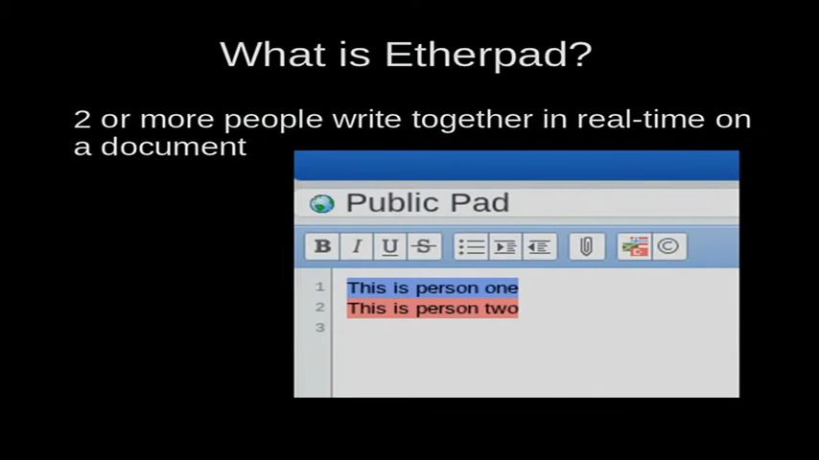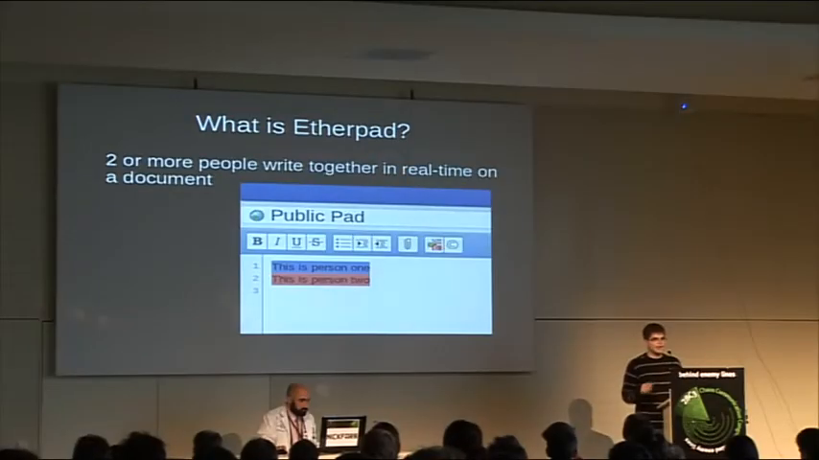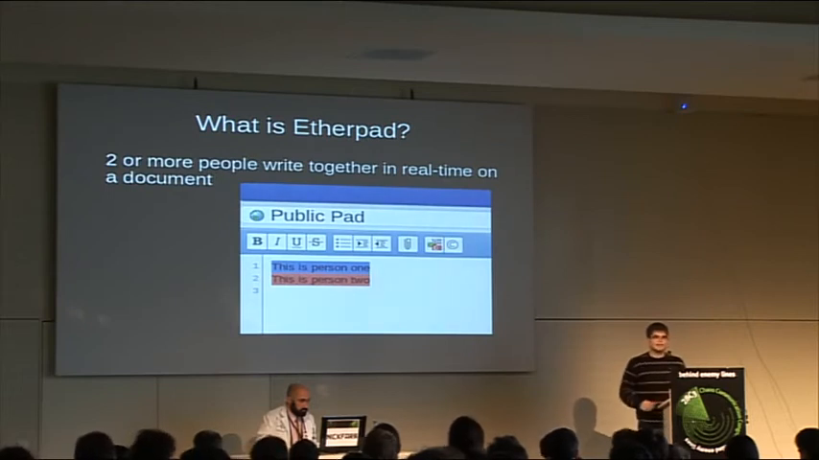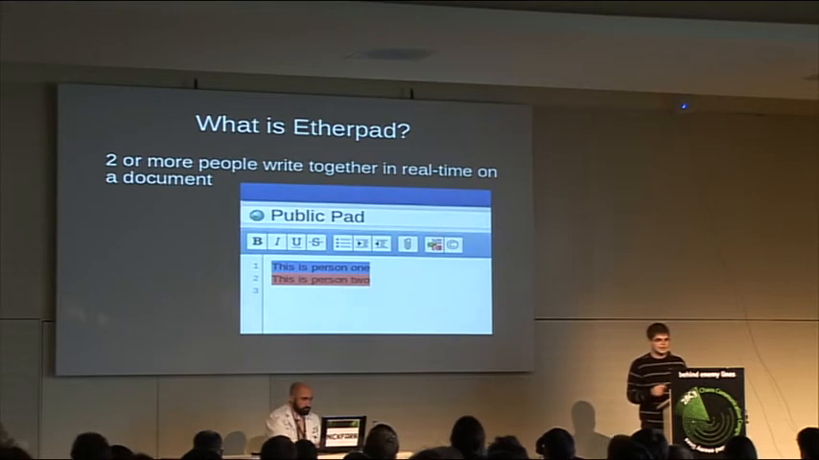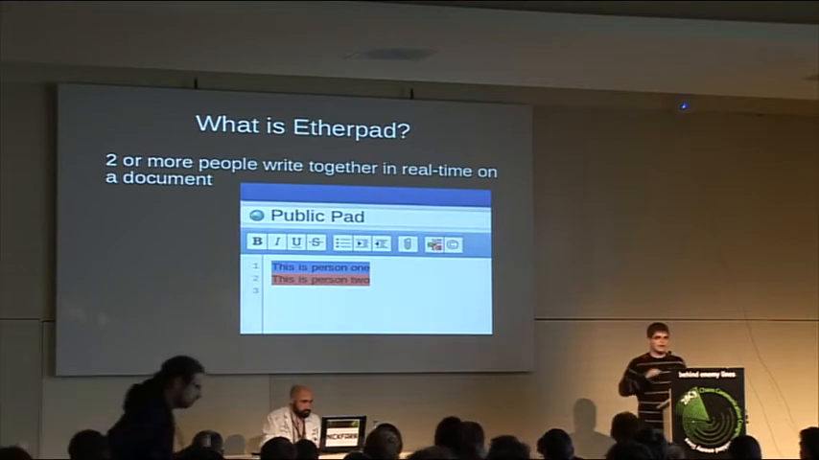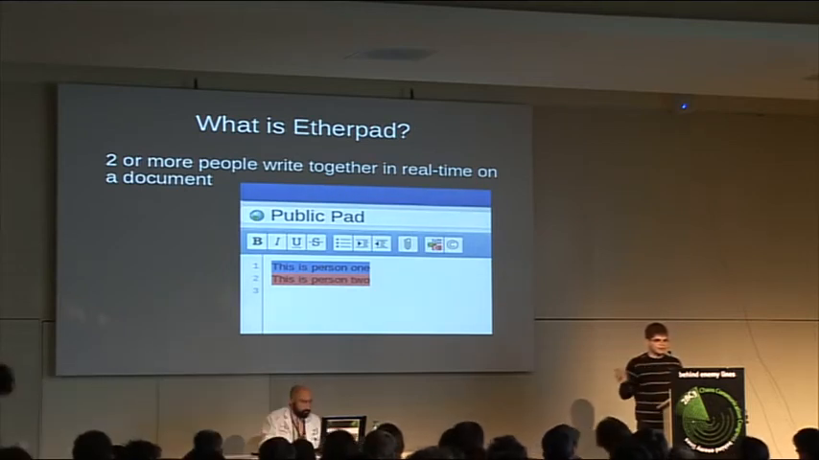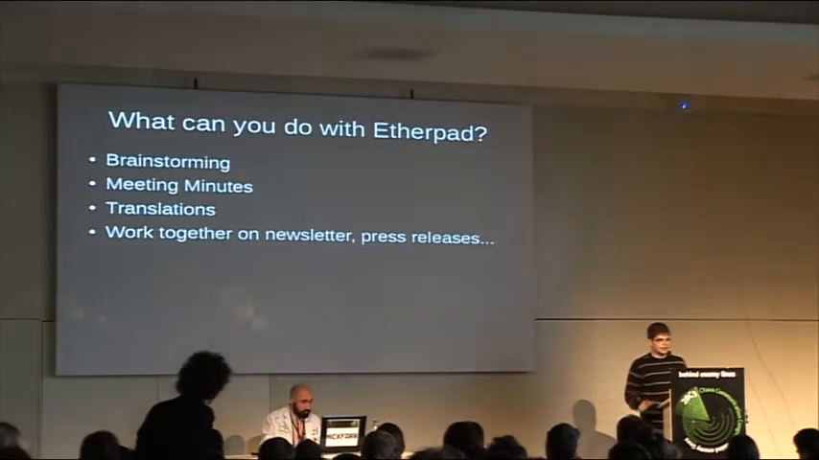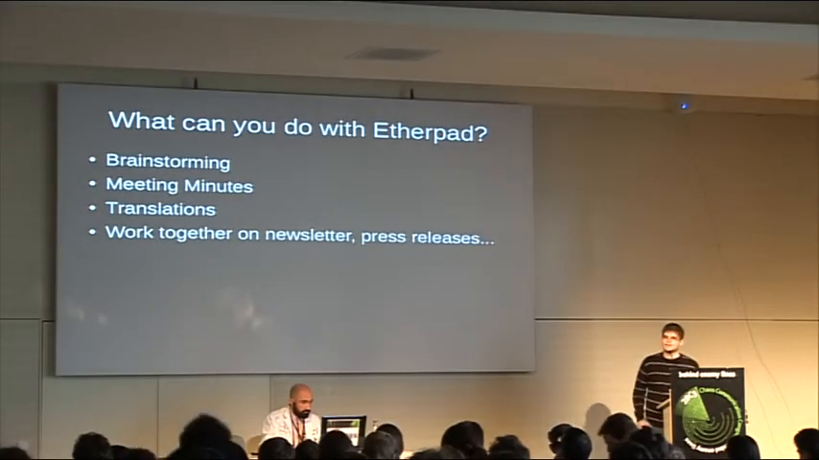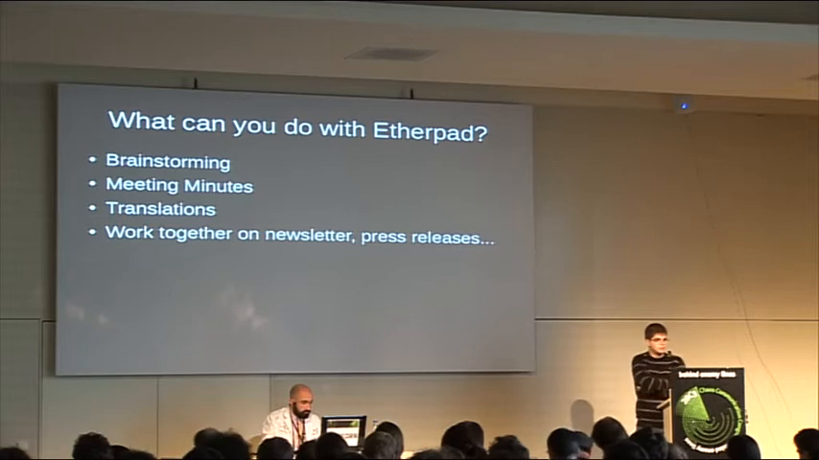So if you have a friend, for example, in Australia, you can send him a link to a pad, and you can write together, and you can see while he's writing what he's writing. So everybody has their own color, and for example, here a small screenshot. Person one has blue, and person two has red. So what can you do with Etherpad? So the most common use case is brainstorming.